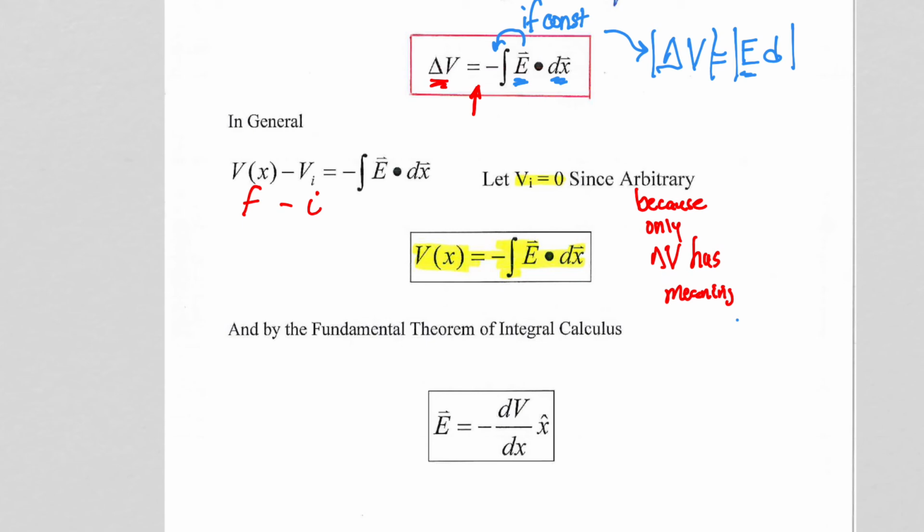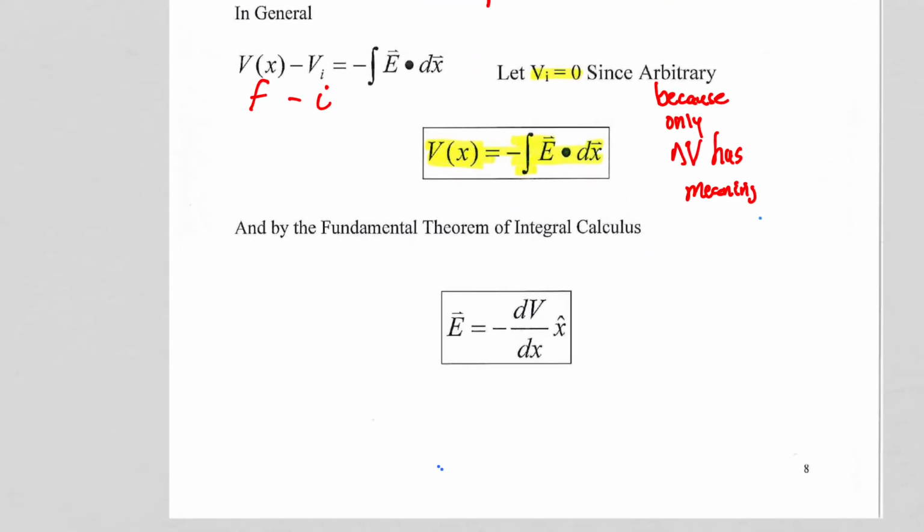Okay, so that gives us our integral for the voltage expression. V as a function of x equals negative the integral E dot dx. And look here, by the fundamental theorem of integral calculus, we get that the electric field equals negative the derivative of the voltage with respect to position x.